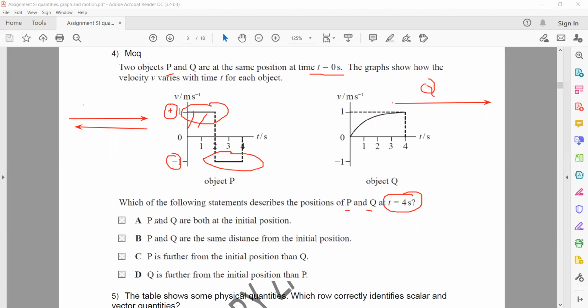So when we check the statements, the first statement says P and Q are both at the initial position. They are not at the initial position. P is at the initial position, but Q is not. P and Q are the same distance from the initial position. They cannot be the same distance because P returned back to the initial position, but Q continued to move in one direction. So statement B is also not true. P is further from the initial position than Q. That's also wrong. Actually, P is at its initial position. And the last one, Q is further from the initial position. That's true. So D is the right answer for question 4.